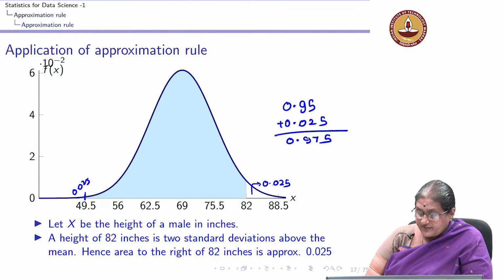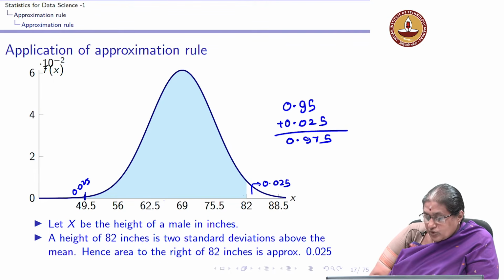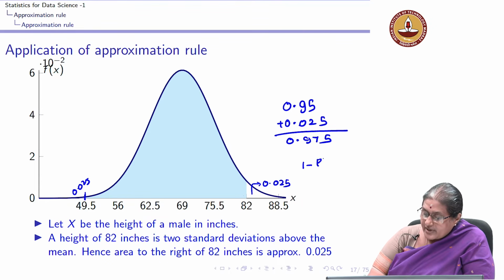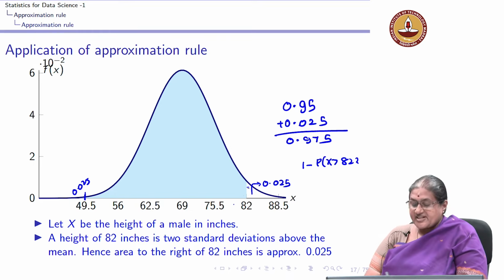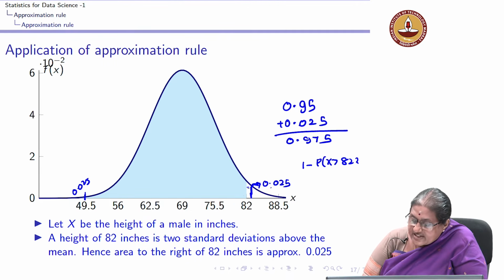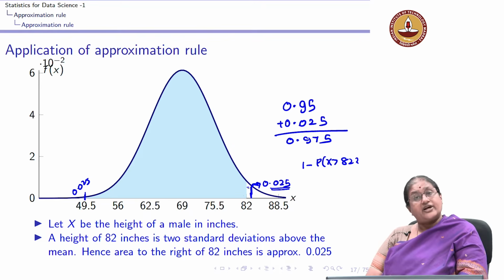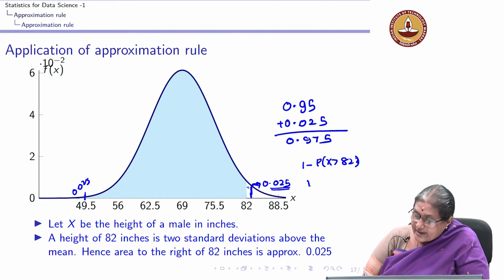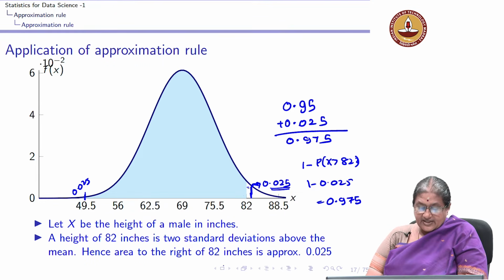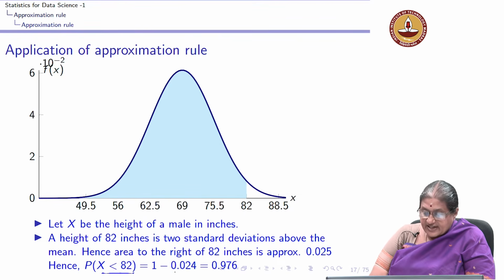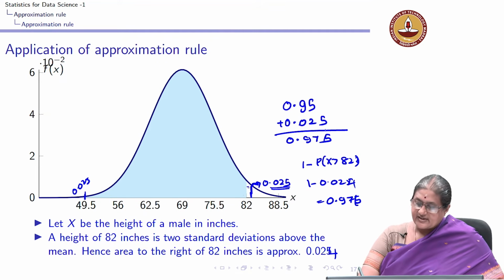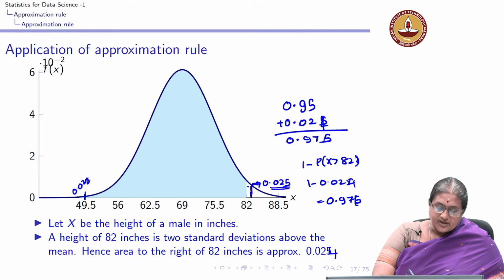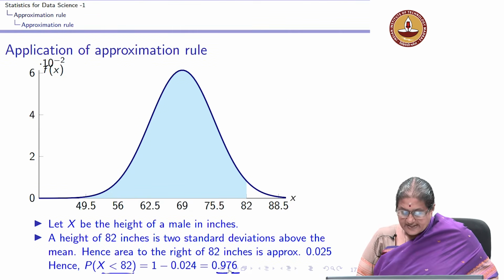I can solve it in another way also. I know that this blue shaded region is the same as 1 minus the probability X is greater than 82, which is 1 minus the probability of the white shaded region. Again the white shaded region has a probability of 0.025 from the approximation rule. So, 1 minus 0.025 is 0.975. Hence, I get the probability of X less than 82. If I approximate it by 0.024, it is going to be 0.976. So, it depends on what you are approximating it with.